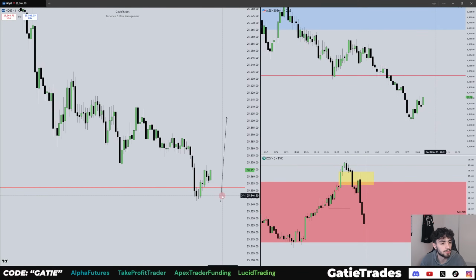If price gives market structure shifts from current price, then we can trade silver bullet strategy. Brother, silver bullet is from 10 a.m. to 11 a.m.